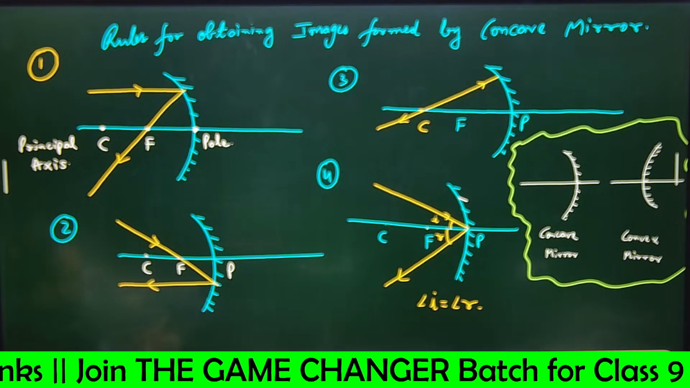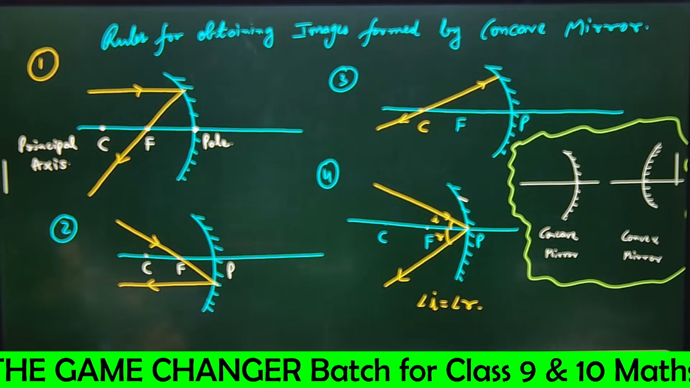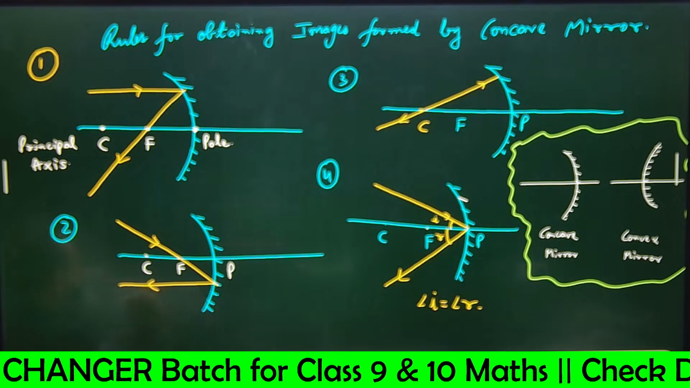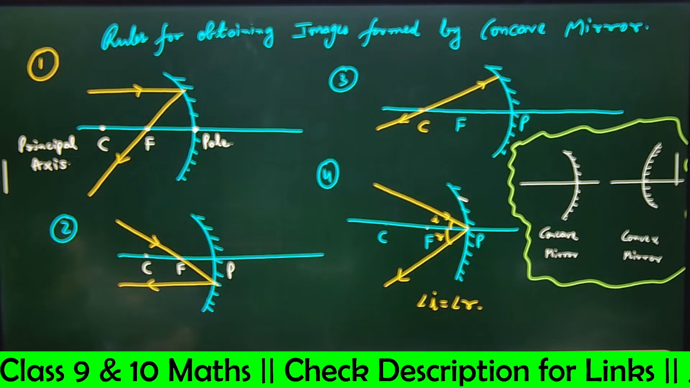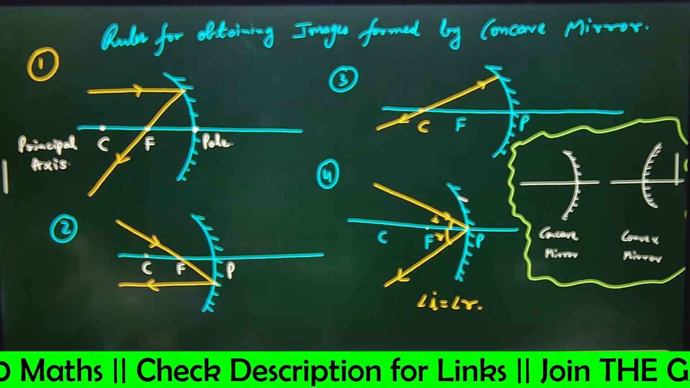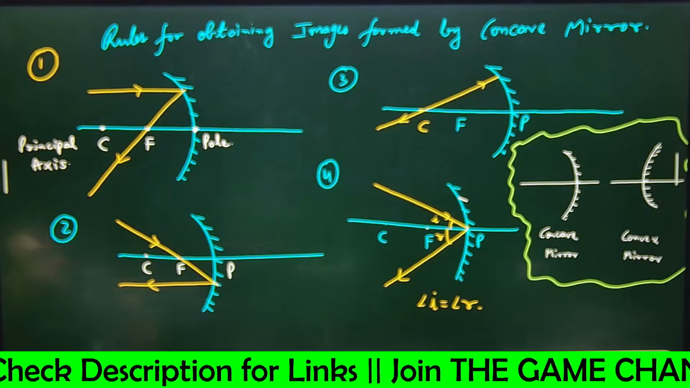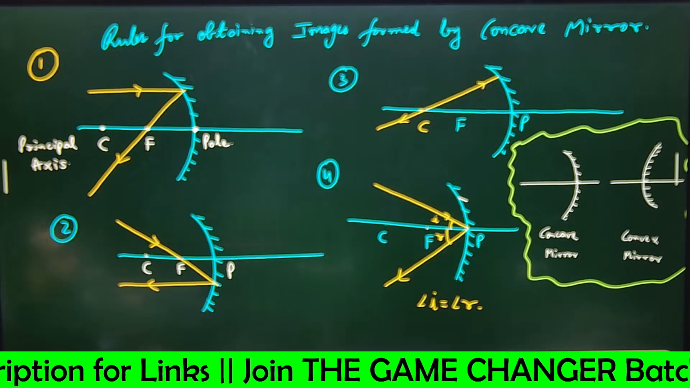Which chapter? These are mixed chapter questions, but this chapter is light from physics. Class 10 physics, the topic is light and the subtopic is rules for obtaining images by concave mirror.